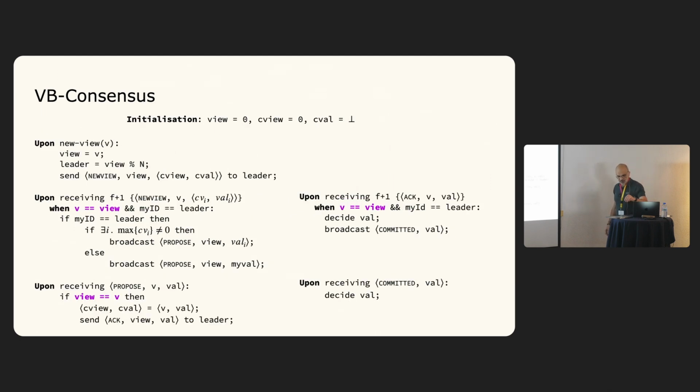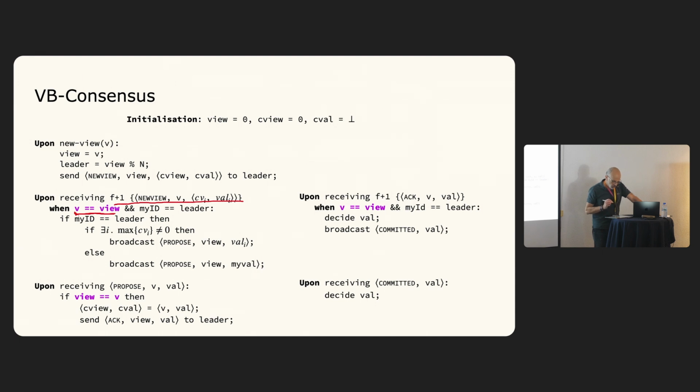Okay, so this is just the protocol for your reference. Essentially, if you're familiar with Paxos, it does look very similar. So first, the leader would wait for f plus 1 new views to see if there is any value to be adopted. What is important is that it waits to receive f plus 1 matching views here. So it would ignore messages from any previous views, and it also must be equal to its current view.